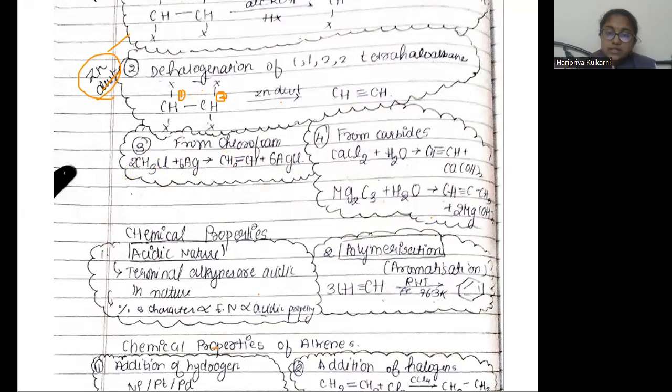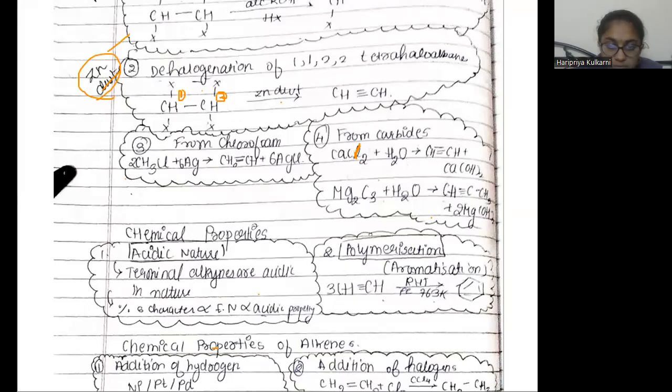So fourth is from carbides. That is CaC2. CaC2 plus water, that is H2O, giving CH triple bond CH plus Ca(OH)2. So we are getting ethyne and calcium hydroxide. Similarly, if I do it with Mg2C3 plus H2O, I'll get the same kind of reaction, but here there are 3 carbon atoms. So CH triple bond C, and with that single bond CH3, plus 2 Mg(OH)2.